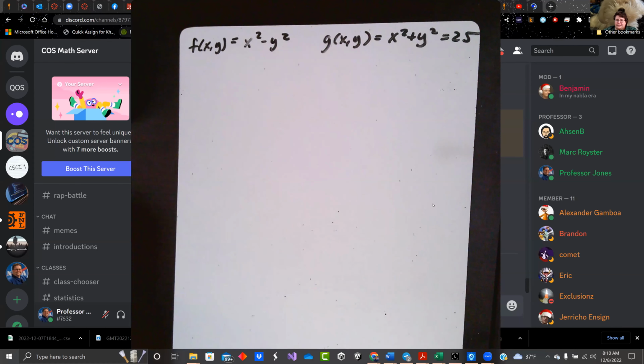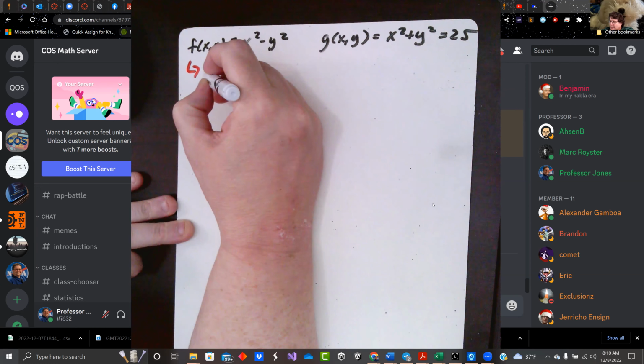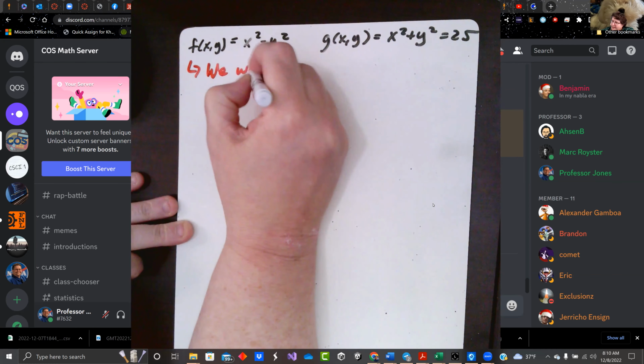Hey, everybody, let's take a look at Lagrange multipliers. So f of x, y is just our general function, and this is the function we want to maximize or minimize. We want to find the extrema of this function.